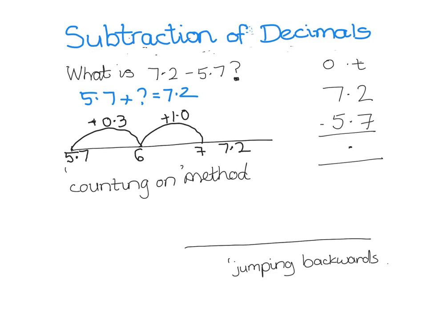So here I've jumped from 5.7 to 6 was adding on 0.3. From 6 to 7 is adding the whole number 1. And then from 7 to 7.2, what would I add? Yes, I would add 0.2.